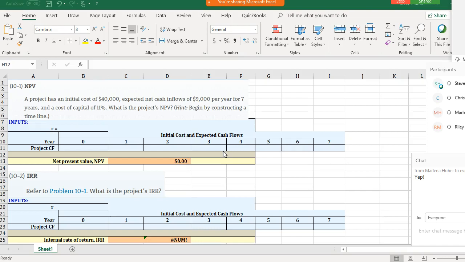So I put together an Excel file, and this is available under handouts, but I'm going to email this out to everybody also. And this file will help you work on the homework problems for the week.